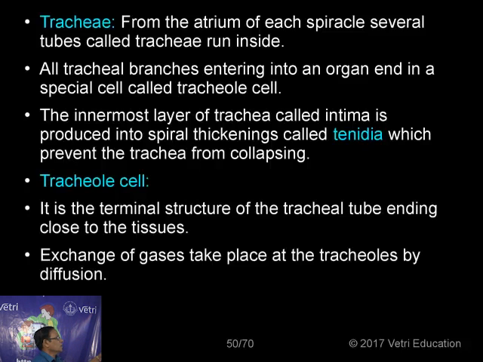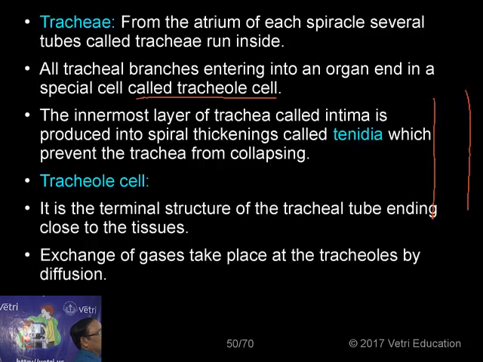Now, the innermost, actually before that one. Now all tracheal branches entering an organ end in a special cell, what is called the tracheal cell. If you are taking the trachea, it has an outer layer and an inner layer. The outer layer is called ectoderm and the inner layer is called intima. Now the intima is produced in many thickenings.